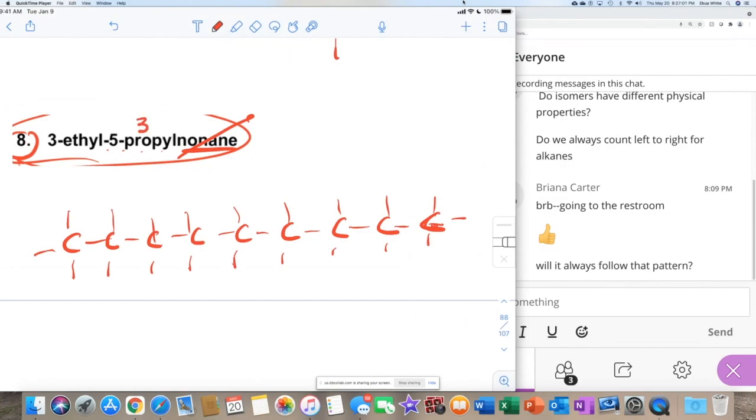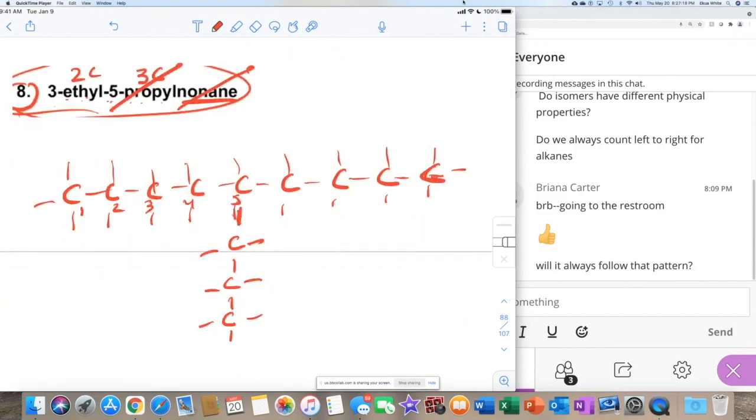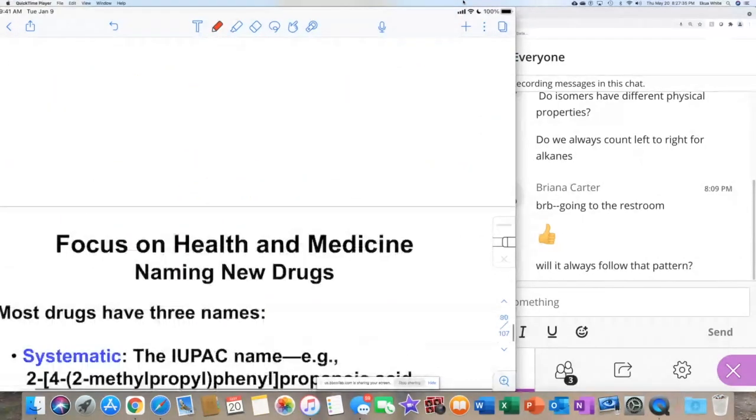5-propyl. Prop is 3 carbons. Ethyl is 2 carbons, so 5. 1, 2, 3, 4, 5. On carbon 5, I have 3 side carbons. This is done. Bonds here, right? And then on carbon 3, 1, 2, 3, I have 2 carbons, 1, 2. Once I fill in my hydrogens in there, I'm done, right? I won't fill it in because it takes up time, but that's my structure. So hopefully you can see how we go forward and we go backward. Let me see. How am I doing on this?